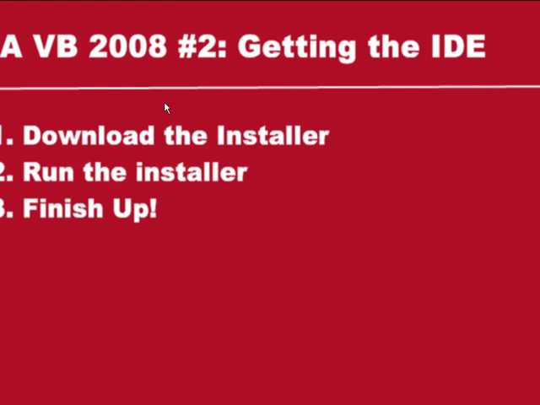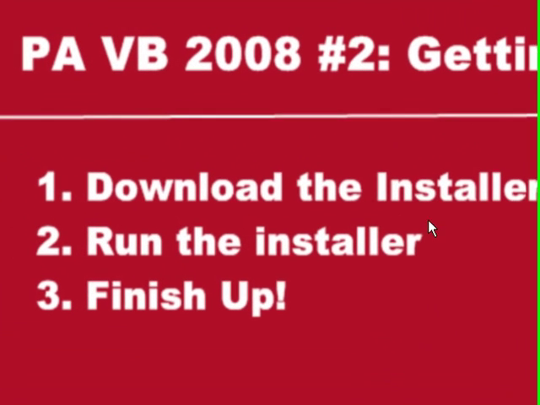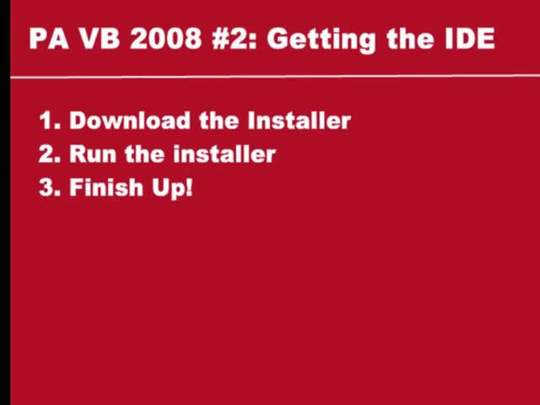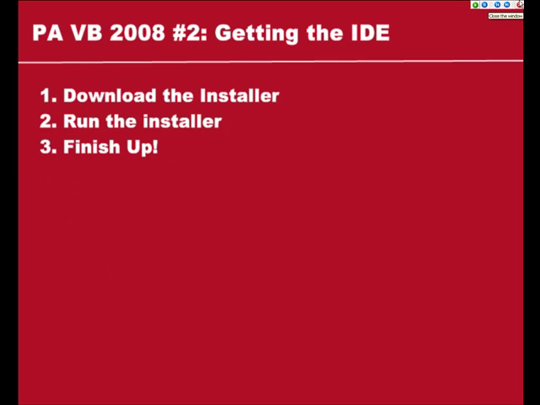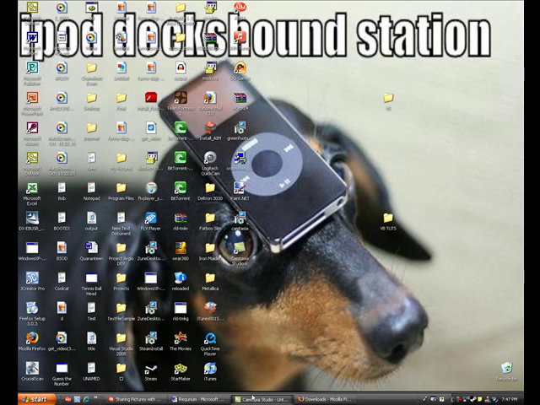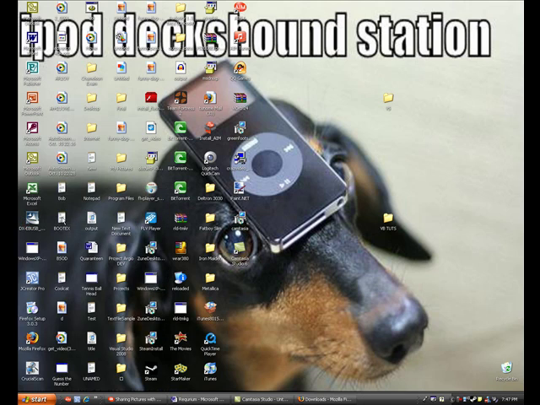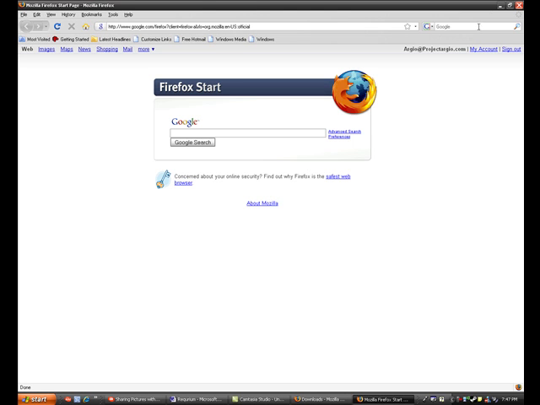First thing we're going to do is download the installer, run the installer, and finish up. Once we've done that, we're all ready to go. So I'm going to close out of this, and we should be good. Okay, so you're going to want to open up your internet browsing program. I suggest Firefox. Really good.